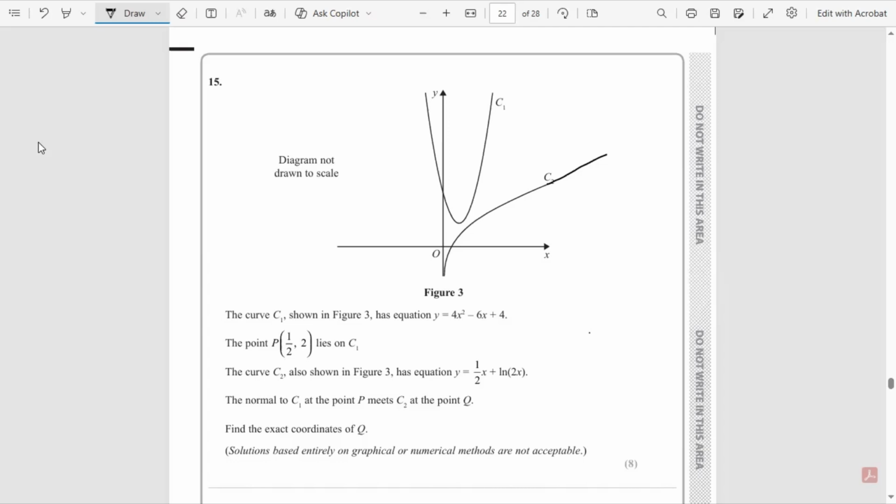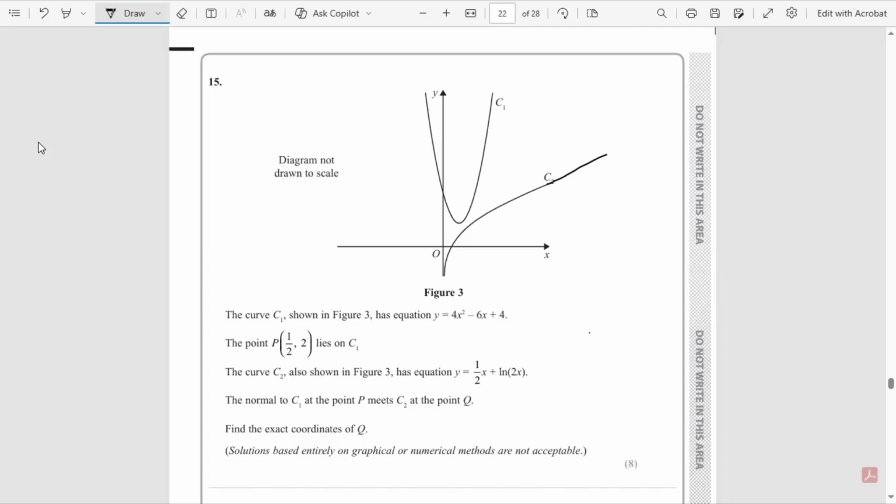So we have the curve C1 shown in figure 3, and that has the equation y equals 4x squared minus 6x plus 4. So that's the quadratic at the top on the diagram. The point P is the point (1/2, 2), and that lies on the curve C1. The curve C2, also shown in figure 3, has the equation y equals 1/2 x plus ln of 2x. The normal to the curve C1 at the point P meets curve C2 at the point Q.